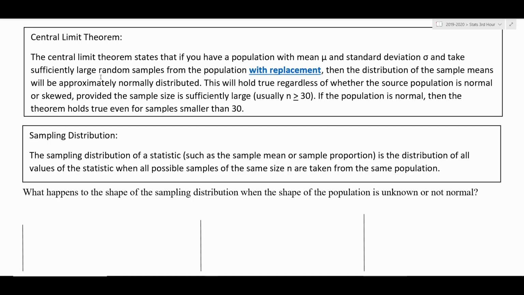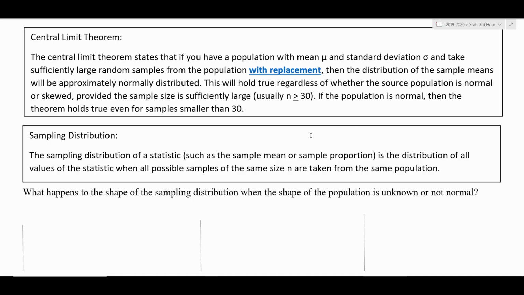All right, so let me read this thing real quick. It says the central limit theorem states that if you have a population with some mean and some standard deviation, and you take sufficiently large random samples from the population, then the distribution of the sample means, and this is where I want to pause. All right, so this thing that they're talking about here, these sufficiently large random samples from the population and the distribution of the means of those samples.